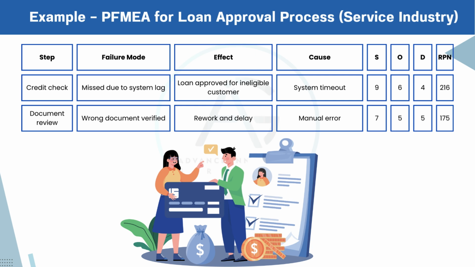Ratings. Severity equals 7. Occurrence equals 5. Detection equals 5. RPN equals 7 times 5 times 5 equals 175. This is still a moderately high-risk area that warrants improvement, perhaps through automation or a second-level review.